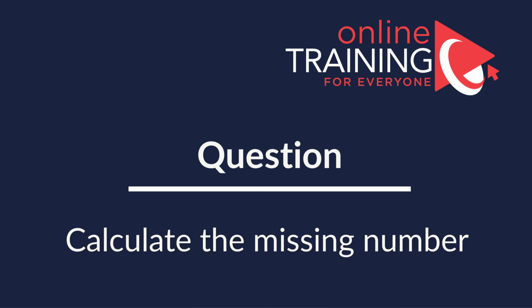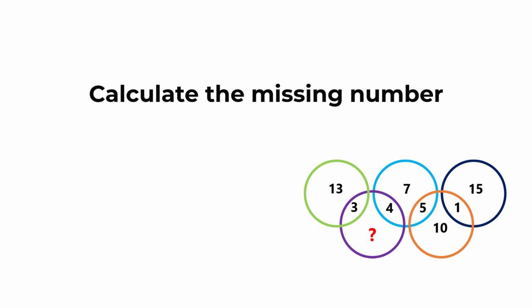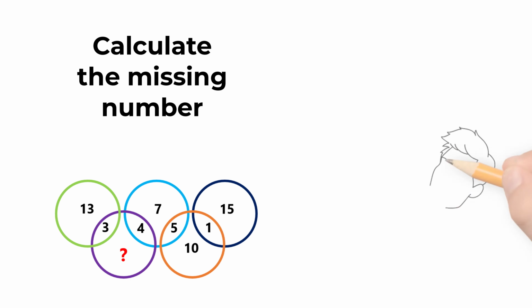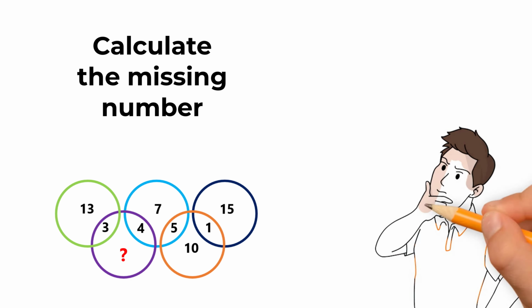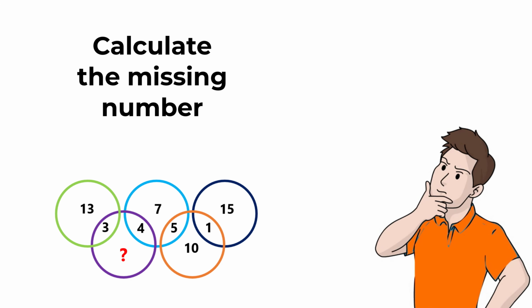This is one of my favorite questions because it is very frequently used in a test. You're presented with 5 crossing circles. All circles are of different colors. There are numbers inside the circles, as well as numbers on the intersections of the circles.